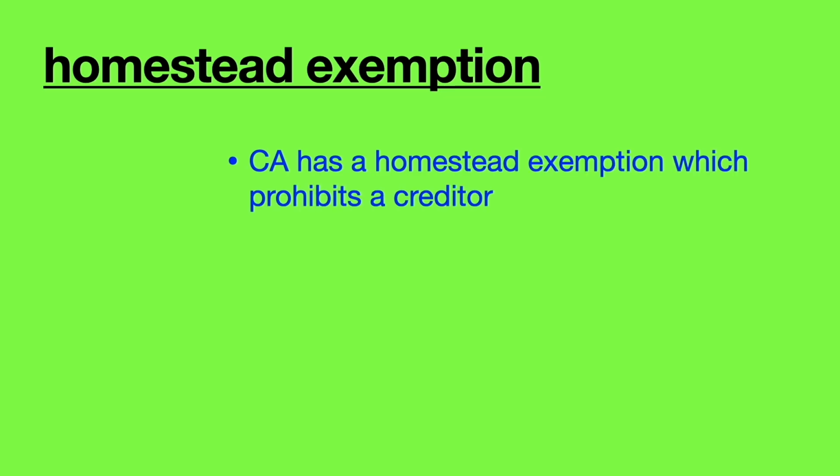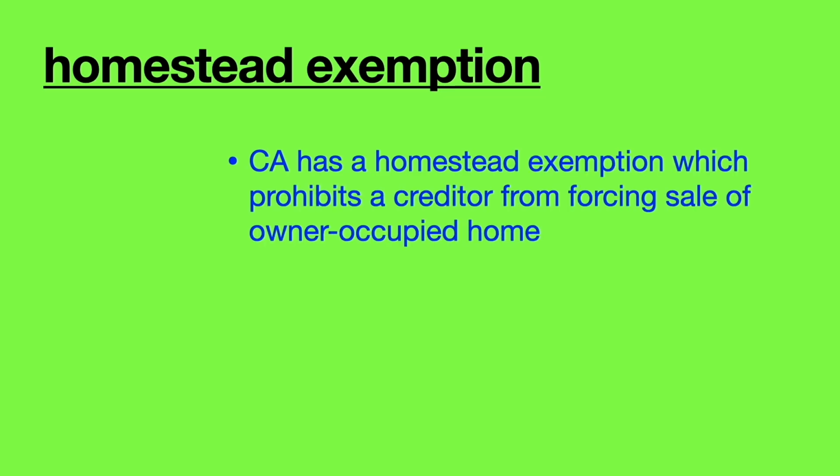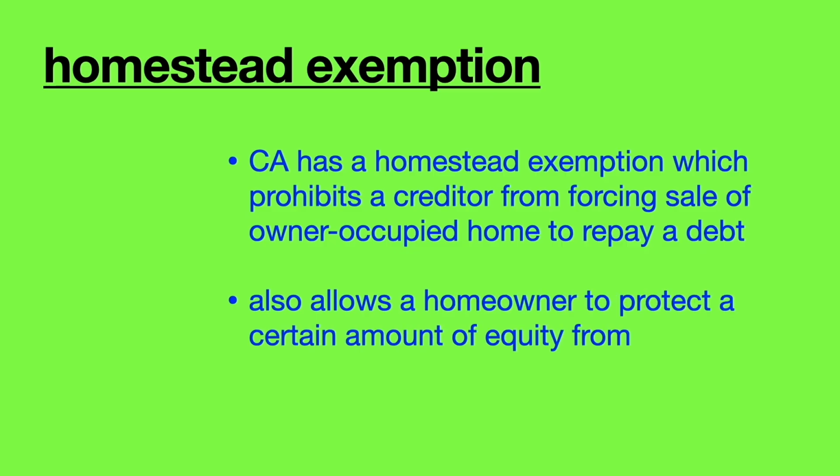California has a homestead exemption, which prohibits a creditor from forcing the sale of the owner-occupied home to repay a debt. It also allows a homeowner to protect a certain amount of equity from creditors if the home is transferred.